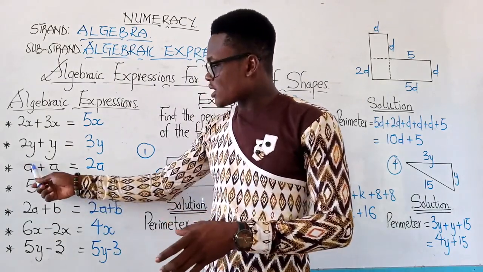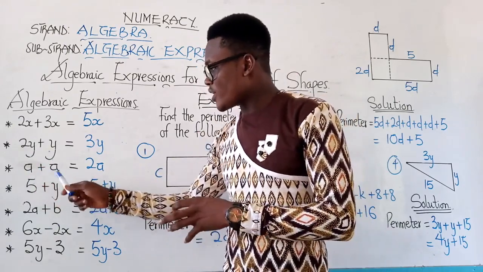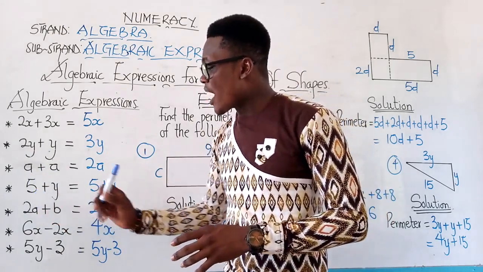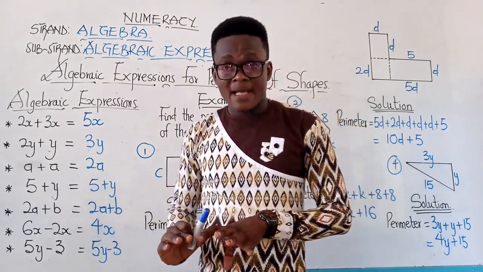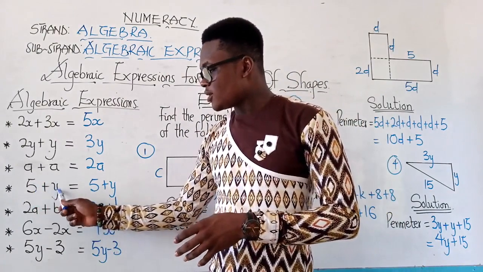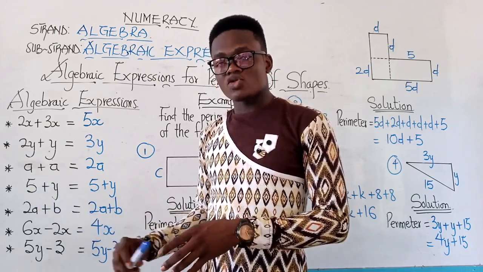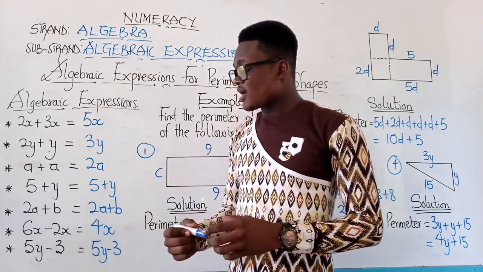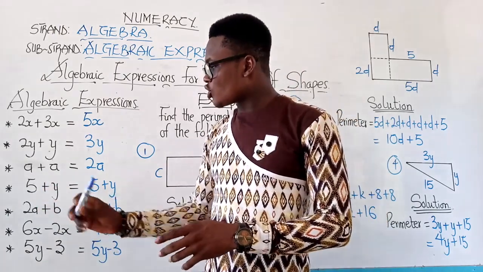Okay, so this is what? A plus a, not 1a plus 1a. It is a plus a. So a plus a will give us what? 2a. Then we have 5 plus y. Now over here 5 plus y is still 5 plus y, simply because they don't look alike. There is no y over here to make the expression easier for us to add. So when you see items like this, you don't normally add them.